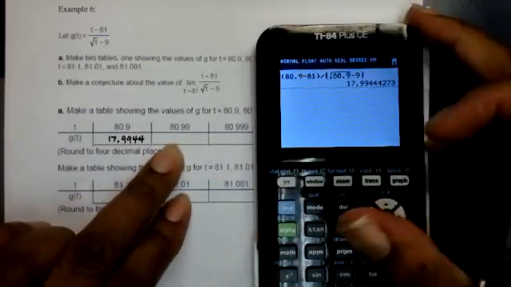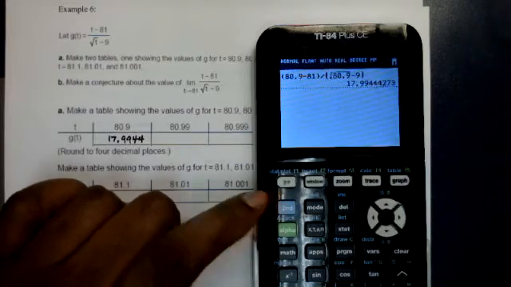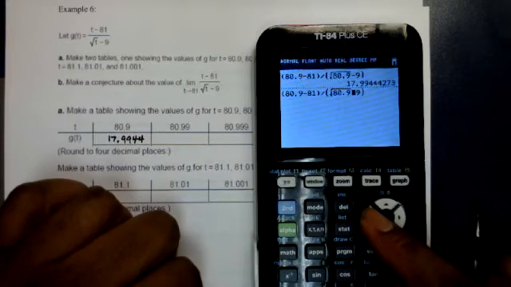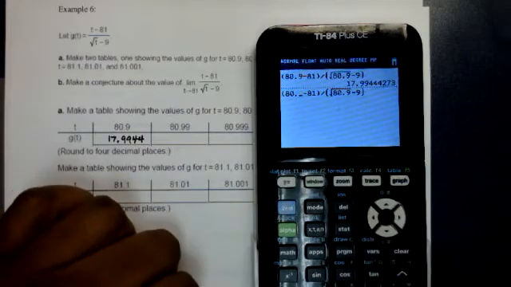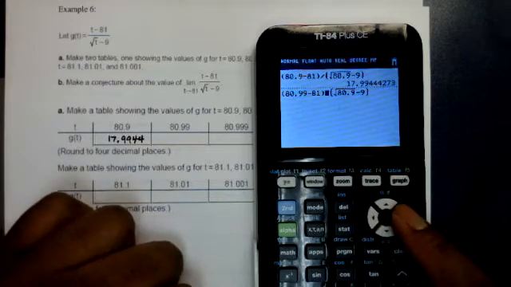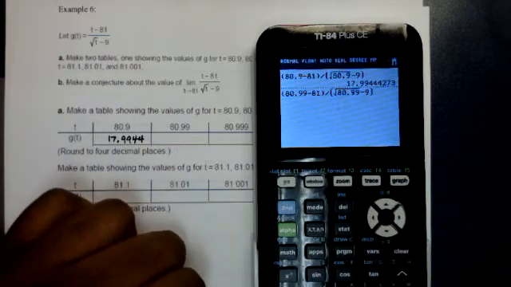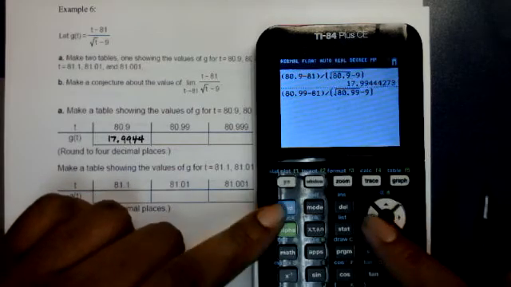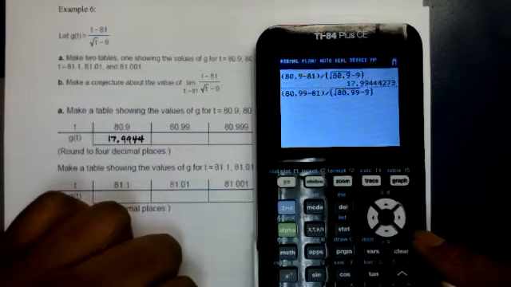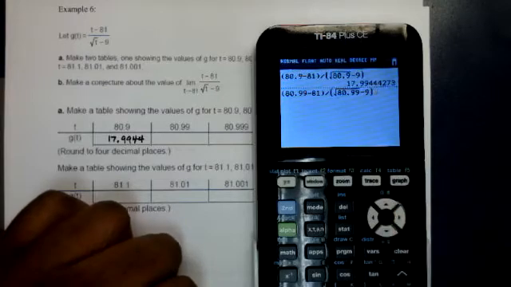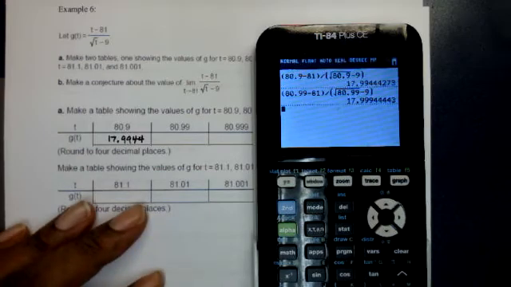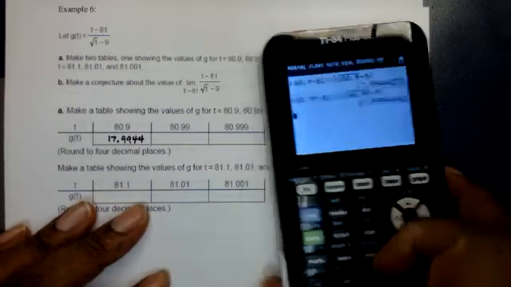And then for 80.99, I'm going to do second and enter. And I'm going to change 80.99 by doing this second insert, and I'm going to put in another 9 there. So it'll be 80.99 minus 81. And then I'm going to do second insert again to put in another 9 there. I'm using second and delete to insert another digit. Then hit enter. So now we got 17.9994.